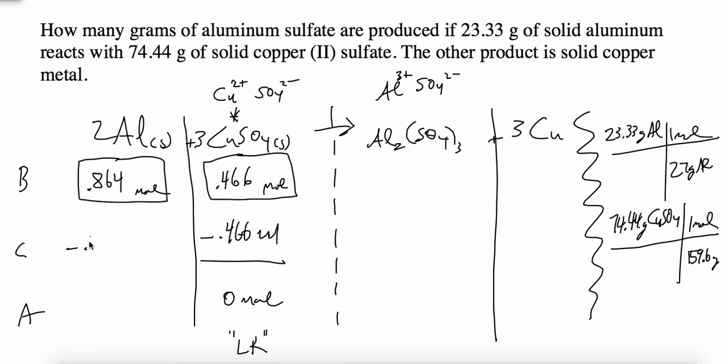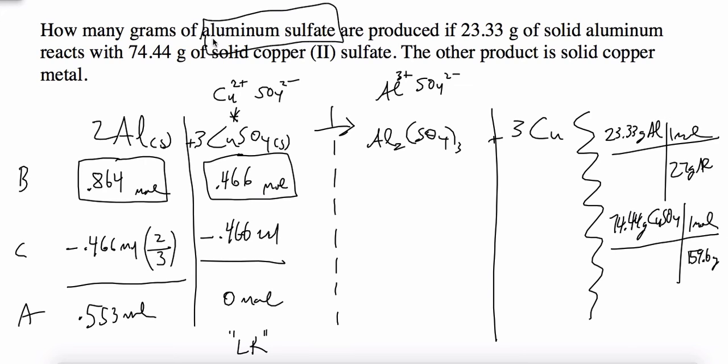And I'm going to subtract out 0.466 moles here, multiplied by the relationship between these two, which is 2 over 3. When I do that out, I get 0.553. Now notice, this problem just asks you for mass of aluminum sulfate produced. That's what we're looking for. But we've actually already solved for how much excess. We have 0.553 moles, and if we multiply that by 27, we'd have grams of aluminum excess. That's a big deal, at least to me. Nothing's mentioned about copper. We're going to leave that alone.